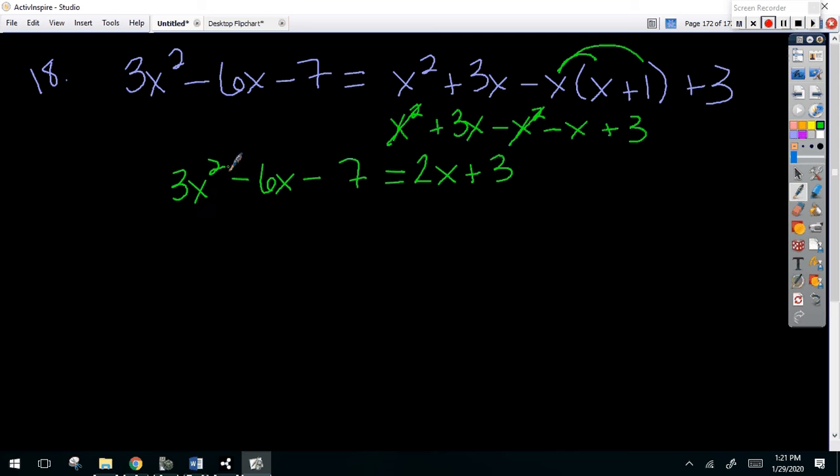What should I move? Should I move the right side left or the left side right? Left side right. There's only two terms here. I'm going to subtract 2x, subtract 3.